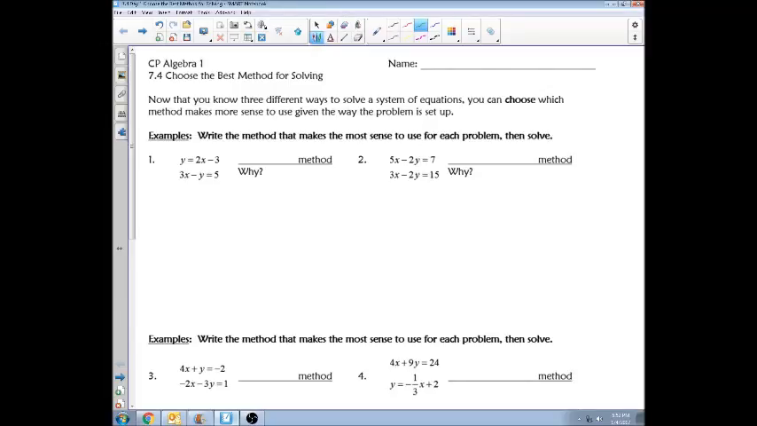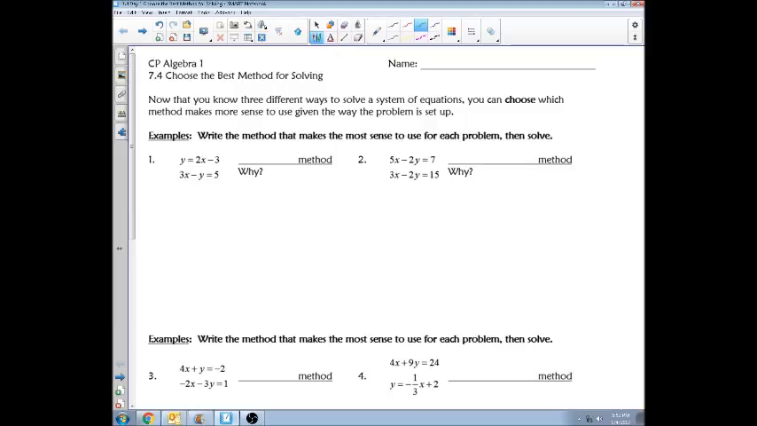This lesson is for my Algebra 1 class. It is 7.4, choose the best method for solving. Now that you know 3 different ways to solve a system of equations, remember that was all from first semester, you can choose which method makes more sense to use given the way the problem is set up. Examples: write the method that makes the most sense to use for each problem and then solve.